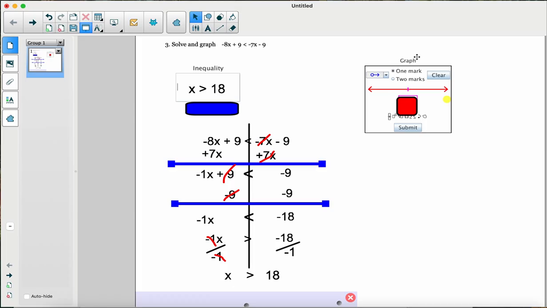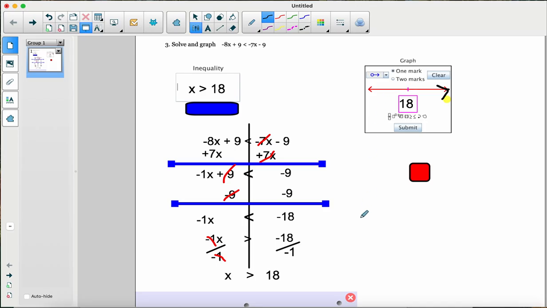To graph it in Get More Math, we then put in our 18 here. Notice here our arrow is pointing towards the right. So our arrow will be pointing towards the right here. All right, so it's pointing towards the right, and we will have an open circle. All right. And we have our graph of our inequality.